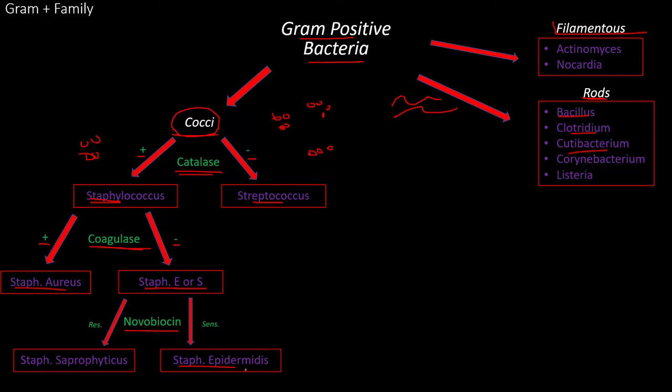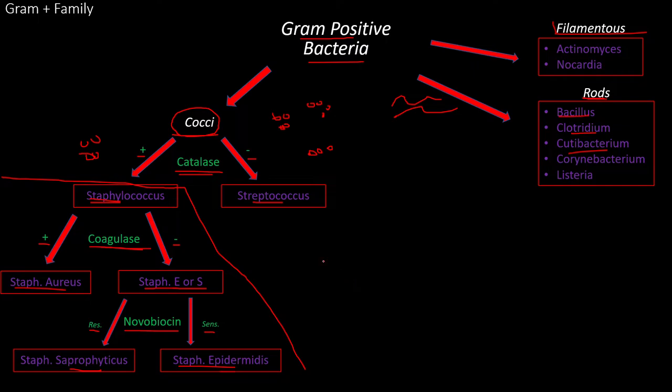Staph epidermidis, epidermis means skin, right? And Staph saprophyticus typically causes UTIs in women. So I like to think of it as sensitive skin and resistant woman, like strong woman. That's the way I remember it, okay? So this is basically all for staphylococci you need to know.